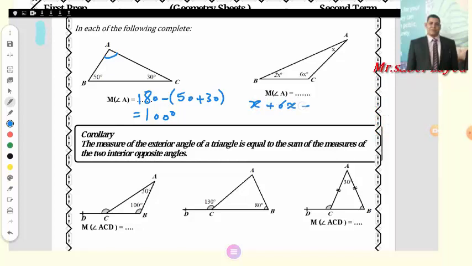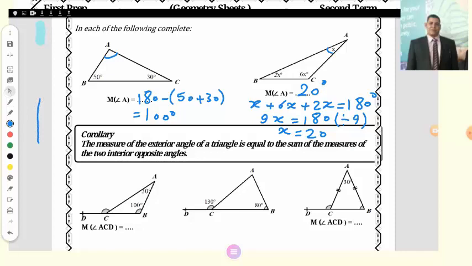x plus 6x plus 2x equals 180 degrees. So 9x equals 180. By dividing both sides by 9, we get x equals 20 degrees. So x is the value of the measure of angle A. The measure of angle A equals 20 degrees.